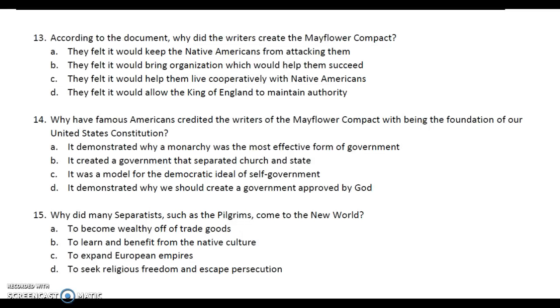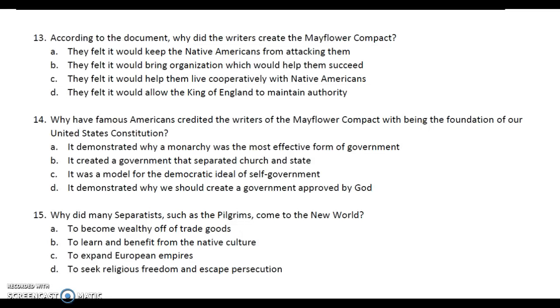Number 13. According to the document, why did the writers create the Mayflower Compact? A. They felt it would keep the Native Americans from attacking them. B. They felt it would bring organization which would help them succeed. C. They felt it would help them live cooperatively with Native Americans. D. They felt it would allow the King of England to maintain authority.